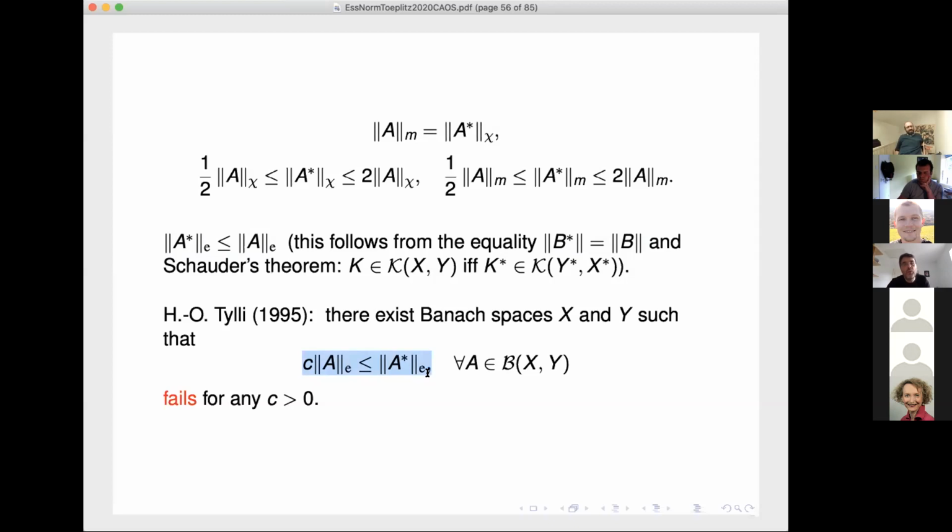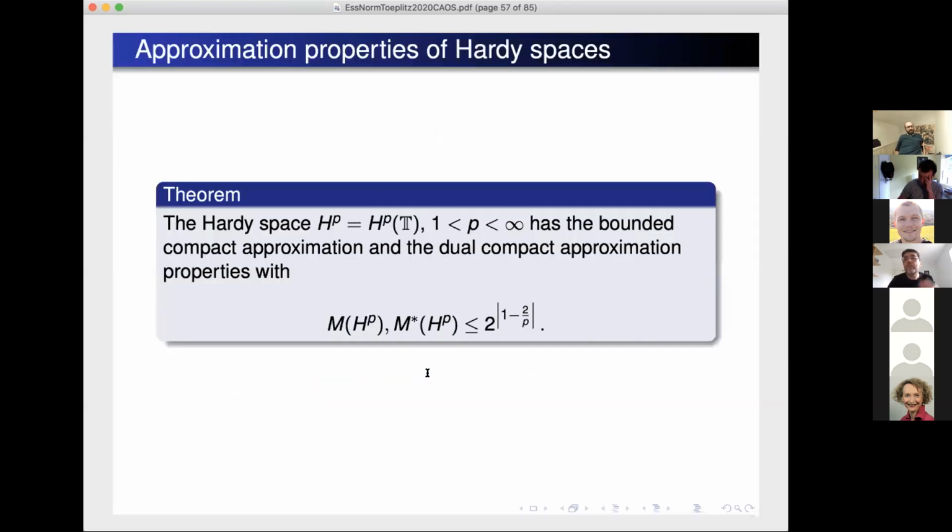Now, okay, so we will need to measure some non-compactness and we need those approximation constants. Now for H^p, the approximation constants are given by this power of 2, and this is where the power of 2 in one of my theorems comes from. Now, how does one prove this theorem? I kind of started running out of time, so I just flash the idea of the proof at you.